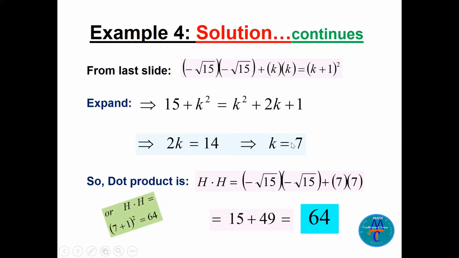k will be 7. Now h dot h, we can find it in two ways. We can find it as the definition, which is minus square root of 15 times minus square root of 15 plus k times k, 7 times 7. So that's 15 plus 49. Or h dot h will be the magnitude squared. We remember, k is 7. 7 plus 1 squared. 8 squared is 64 also. That's the dot product.